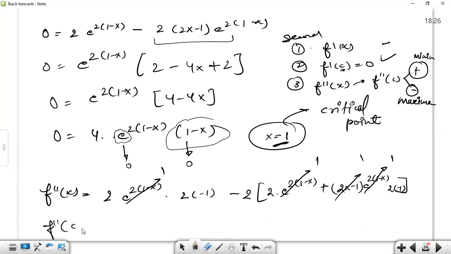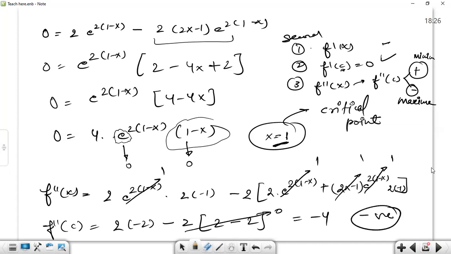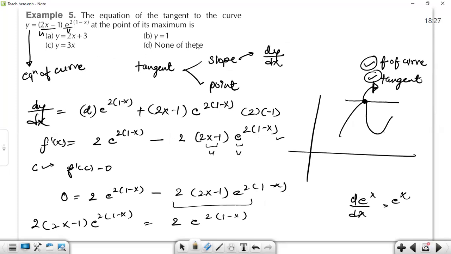So f dash dash of c is 2 minus 2 minus 2, 2 plus 2 minus 2... this is minus 2, right? So this becomes 0 and then minus 4. It is a negative value. So yes, at x equals 1, the function will have a maximum condition. So now we have a point, x equals 1.